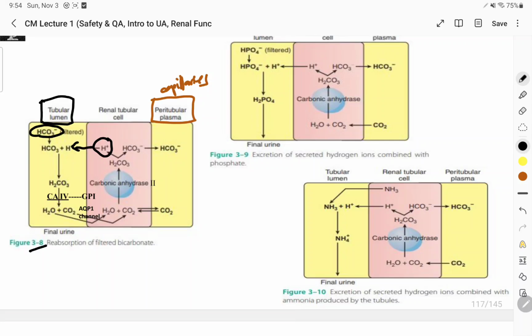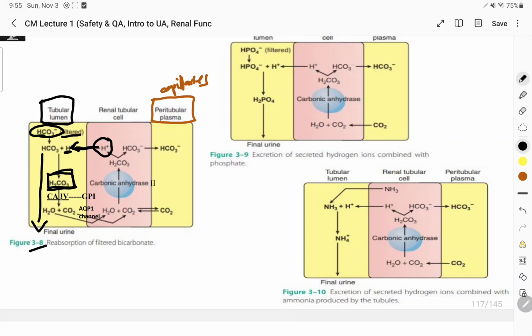Bicarbonate is filtered by your glomerulus. Without hydrogen, bicarbonate will come out and be excreted. But again, bicarbonate is the major buffer in your body. Okay? Bicarbonate needs to go back to the blood. So what will happen? Your RTE will secrete hydrogen. Your hydrogen will combine with bicarbonate and form carbonic acid.